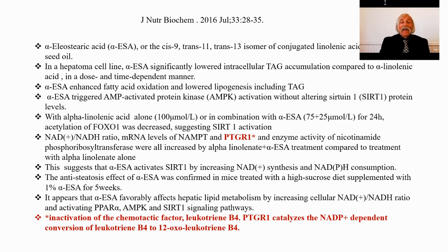Right? It also increased the levels of NAMPT, which constantly recycles nicotinamide adenine dinucleotide for sirtuin, but also this other enzyme called PTGR1. Now, it increased the transcription of those two because it was altering FOXO1 acetylation, because the sirtuins are a deacetylase, right? Okay, so you see how this works.